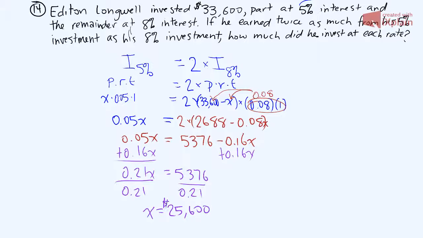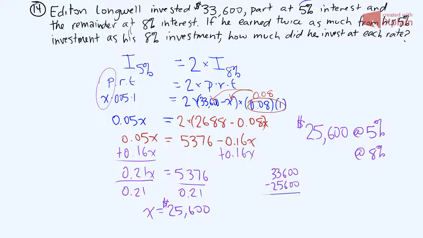$25,600. So now we need to look up here and say, okay, this $25,600 is the principal of our 5% investment. So Edison invested $25,600 at 5%. And to find out how much he invested at 8%, we take the total that we invested, $33,600, and we subtract $25,600. When we do that, we get $8,000 at 8%.